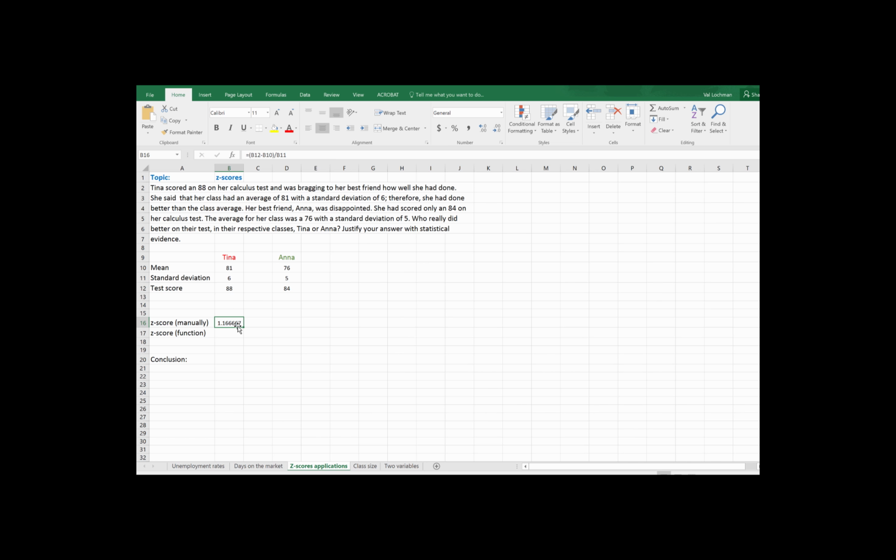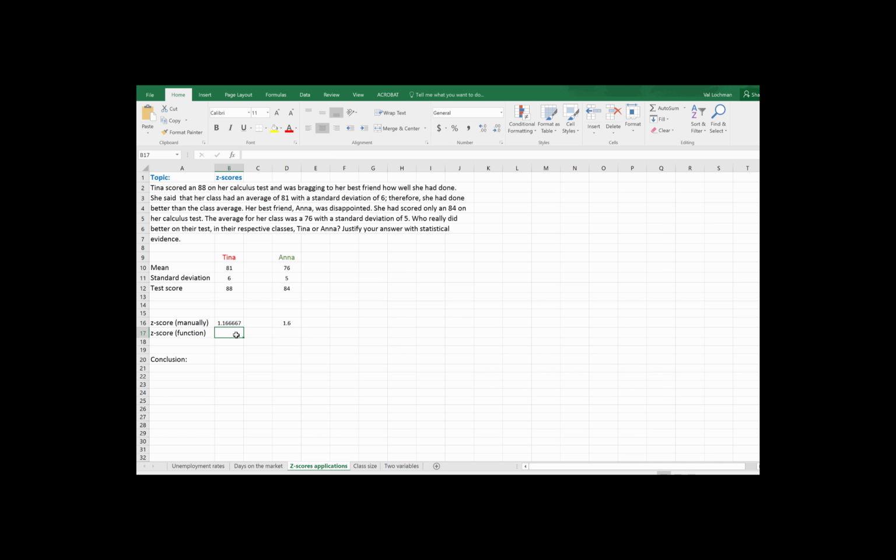Her z-score is positive. Okay, what about Anna? We're gonna do the same thing. Her test score minus the class mean divided by the standard deviation. Now Anna did 1.6 standard deviations. She actually did better. Her z-score is further away from the mean. Okay, so relative to her class, Anna actually is the one who did better.